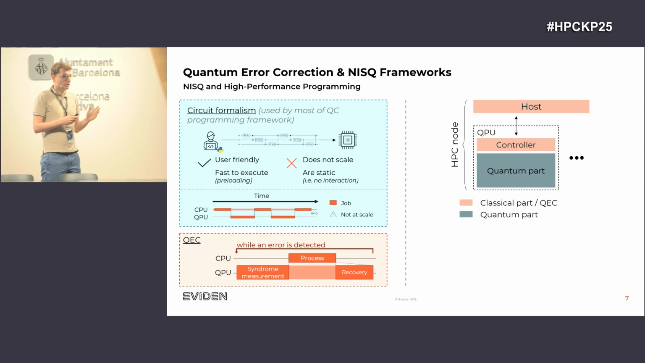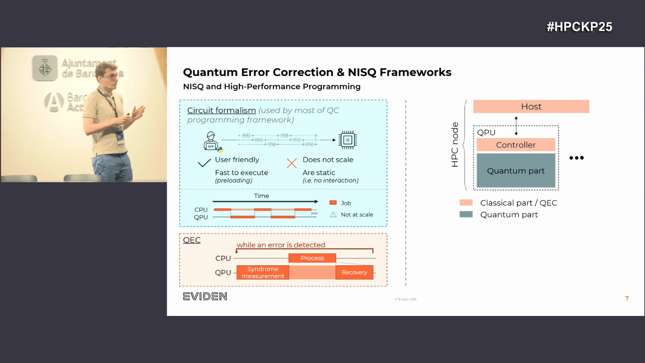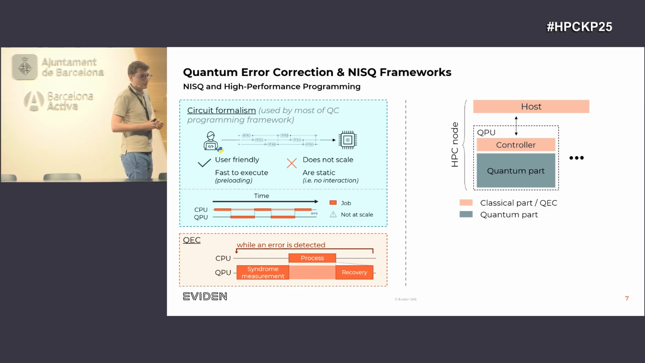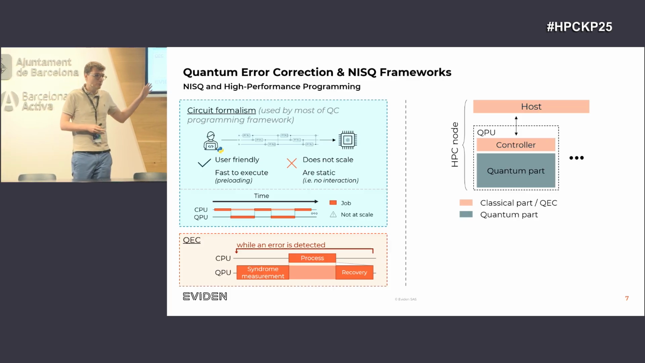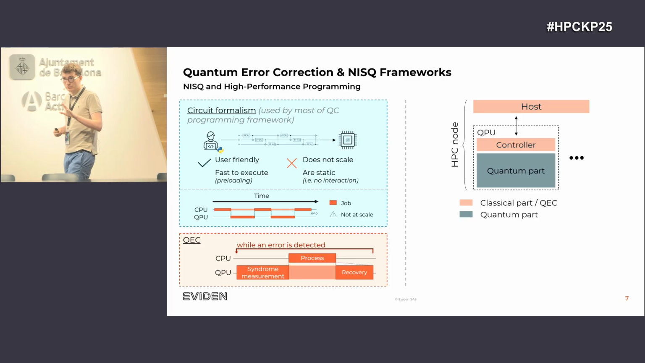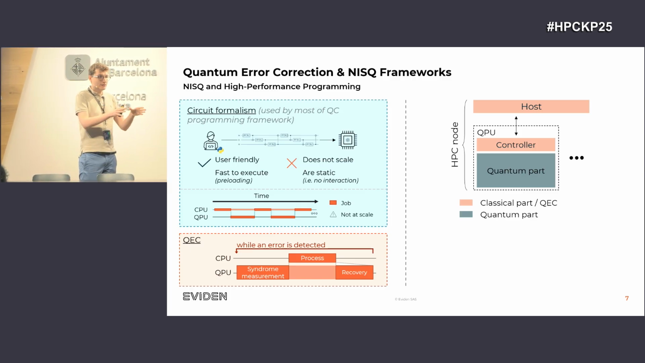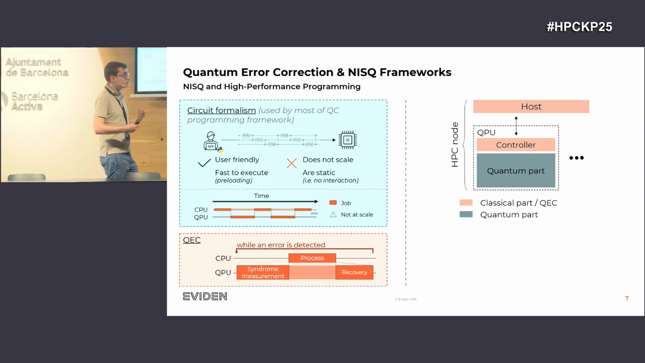So in fact, to do that, we will use something like this. We'll plug a QPU to the host, and the QPU will be composed of two things: the controller, which is a classical object that will receive the instructions from the host and try to schedule quantum instructions on the quantum part. The controller will be responsible for a lot of things, including the quantum error correction. So maybe we can send a circuit to the controller, and it can perform the quantum error correction, but maybe we can also have another kind of paradigm.